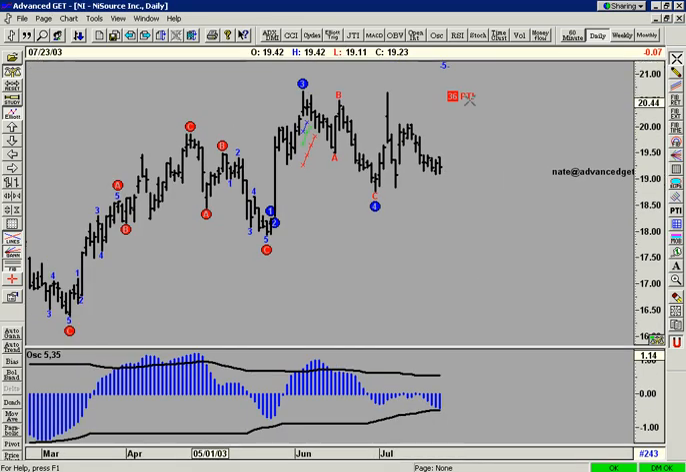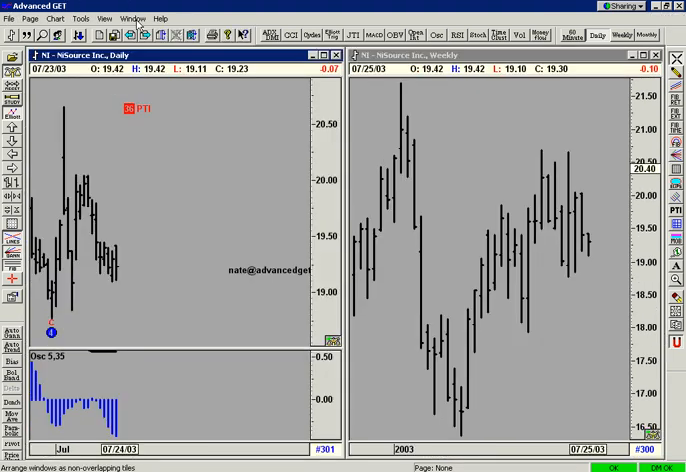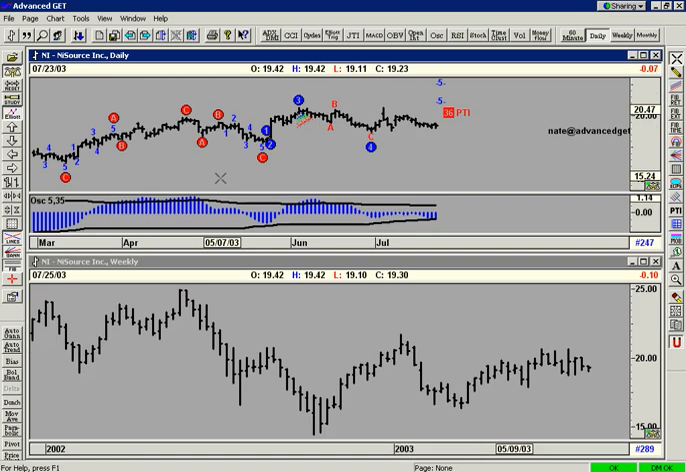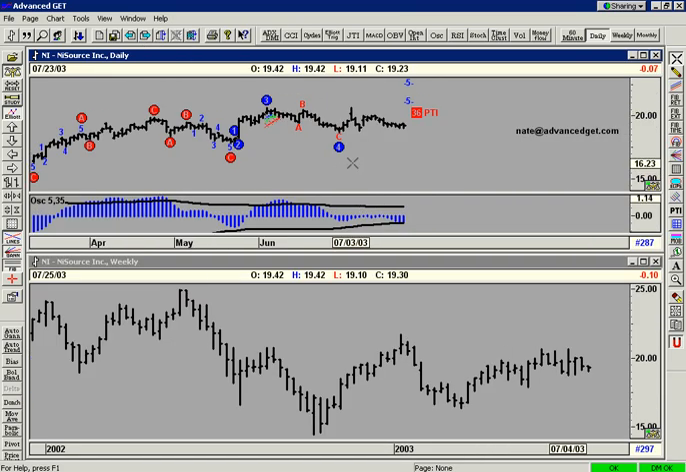Just go to File, New Chart to bring up the second chart. And then once you have two charts loaded, when you go to the Window menu, you'll see down here I have two charts listed in my Window menu. And at that point, I can do Tile Vertically or Tile Horizontally. Sure.